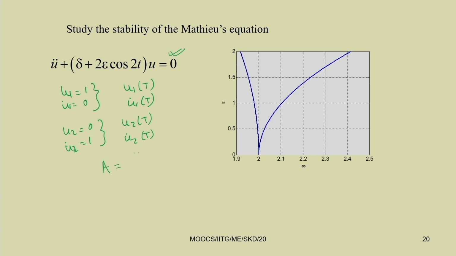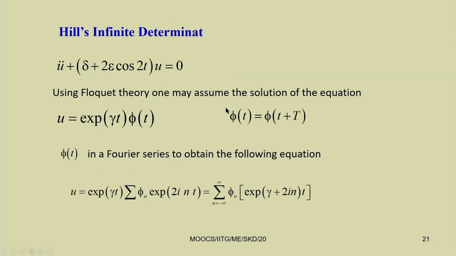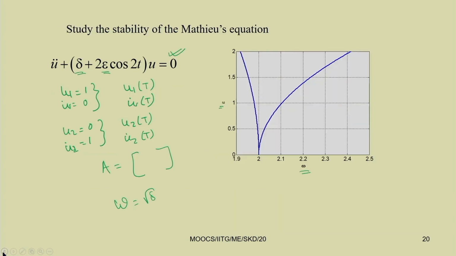Constructing this A matrix, we can note that it is a function of delta and epsilon. Now, by taking omega equal to root over delta, we can plot omega and epsilon and find the value of alpha for which alpha equal to 1.